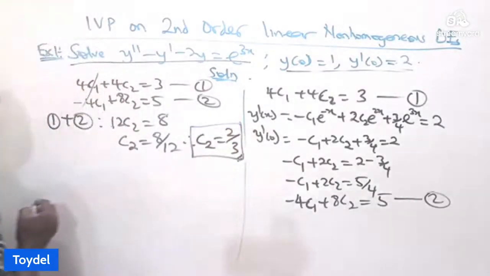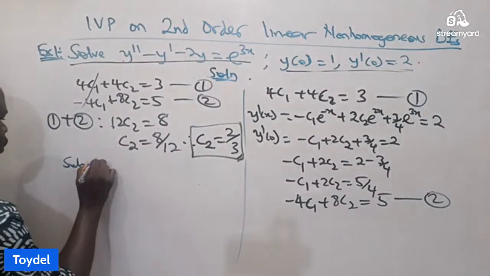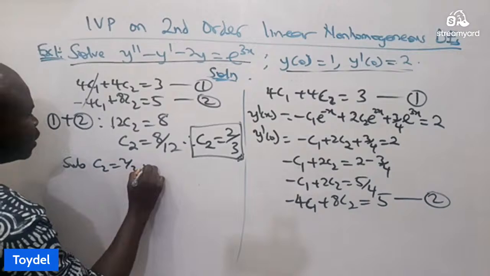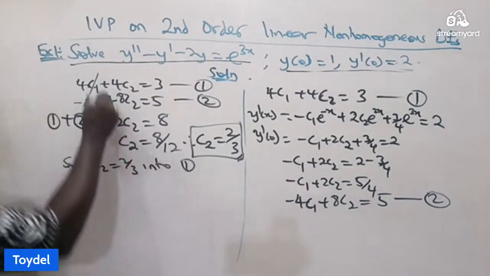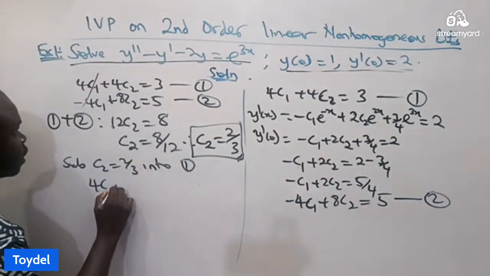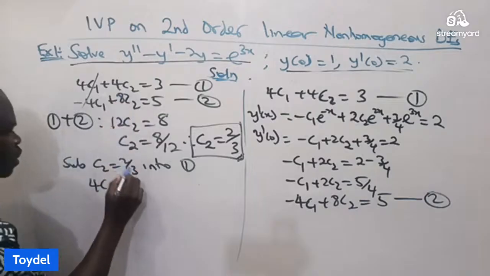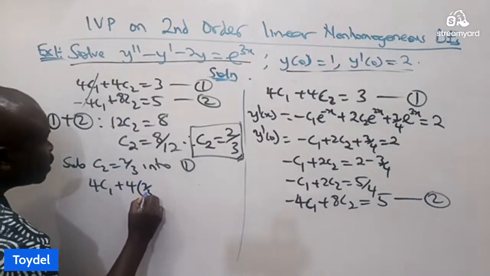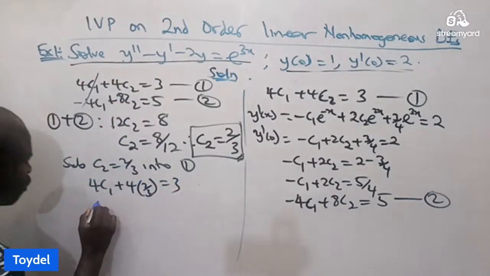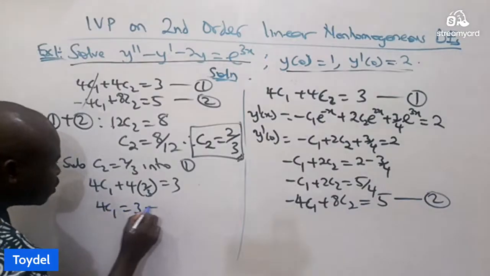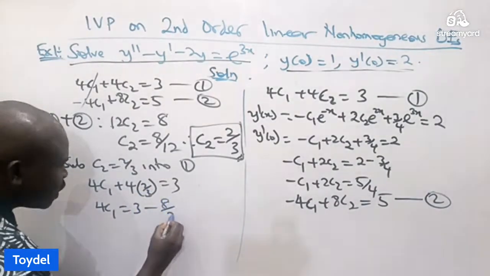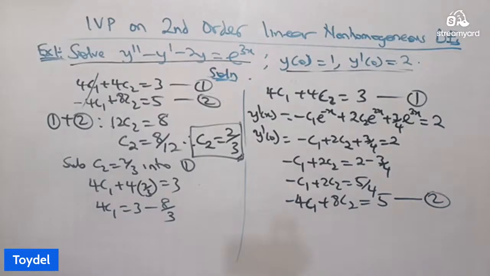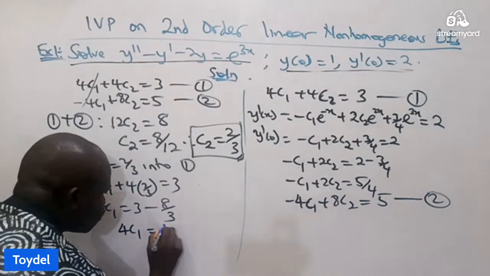That is C2. So I will substitute C2 equal to 2 over 3 into equation 1. If I do that here, I will have 4C1 plus 4 times C2, which is 2 over 3, is equal to 3. So here I will get 4C1 to be equal to 3 minus 4 times 2, that is 8 all over 3. So 3 minus 8 all over 3 will actually be 1 all over 3. So 4C1 will be equal to 1 all over 3.